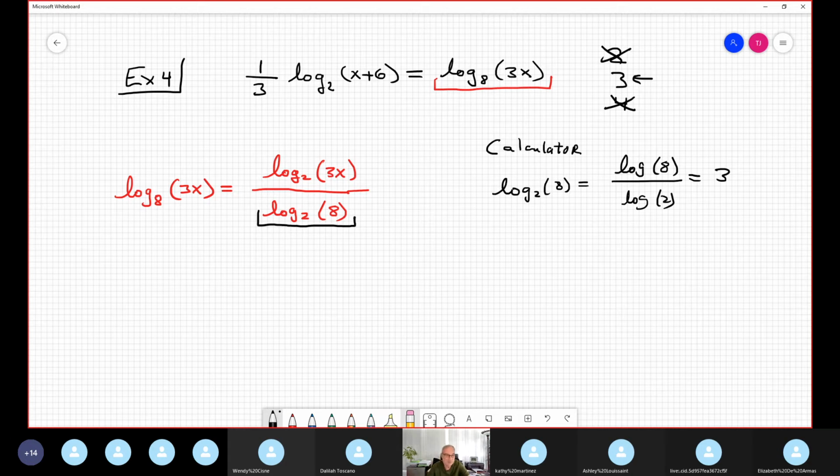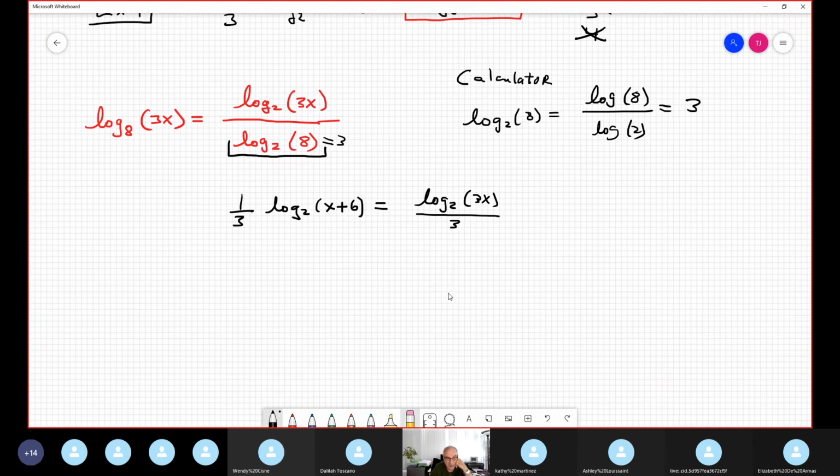Please put it in the calculator. Now, I know that this number is 3. I want to copy and bring down everything: 1/3 logarithm base 2 of x plus 6. I never touched that part. I only worked on that part, logarithm base 2 of 3x divided by 3, because I discovered that this is 3. Okay. Easy. Look at that. Now, I cancel out that 3, no?